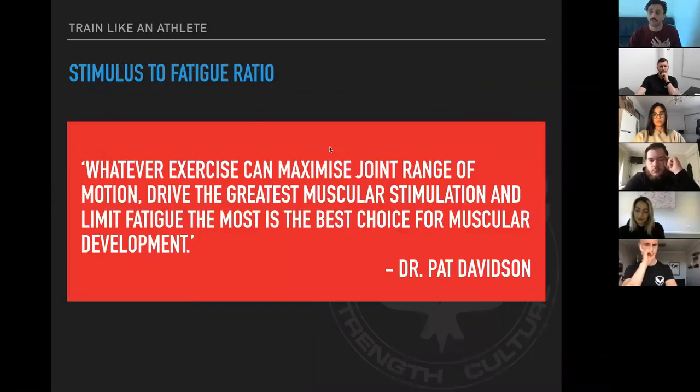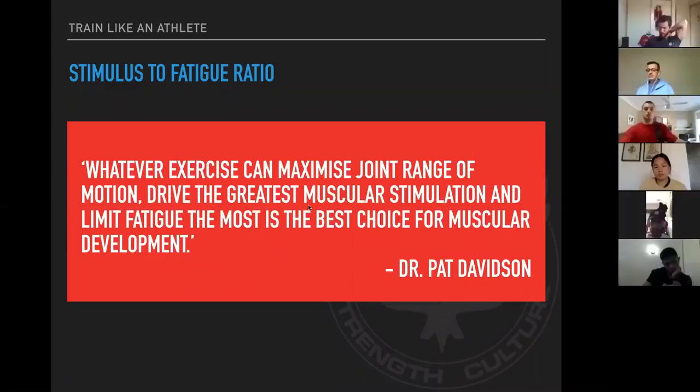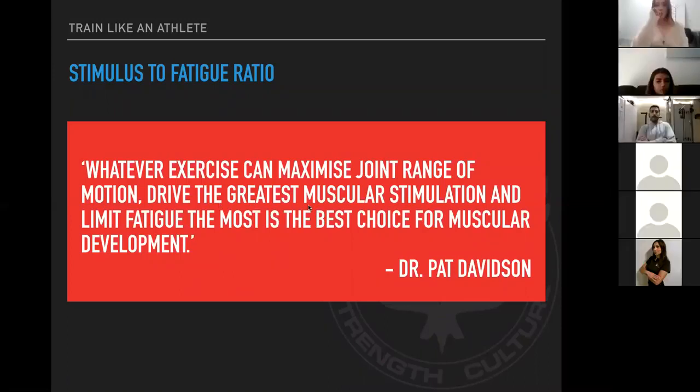Look, the question I ask myself, it's always through the lens of the stimulus to fatigue ratio. So whatever exercise can maximize joint range of motion, drive the greatest muscular stimulation, and limit fatigue the most is the best choice for muscular development. I read that word for word and have taken that from Dr. Pat Davidson because he put it quite eloquently, and I think there's no better way to explain that. And you'll see this, whether or not it's too applicable to mobile PT, it's still important for your knowledge, and we'll go through it a little bit in the next few slides.